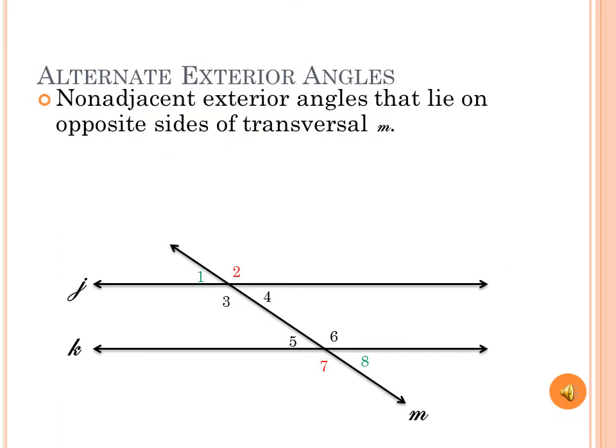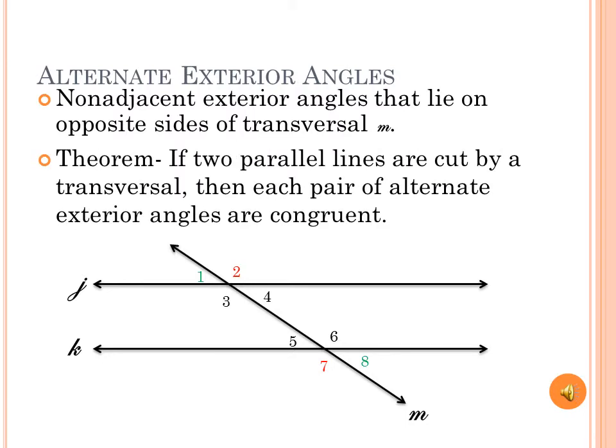Alternate exterior angles. They are non-adjacent exterior angles that lie on opposite sides of transversal M, such as angle 1 and angle 8, angle 2 and angle 7. When two parallel lines are cut by a transversal, then each pair of alternate exterior angles are congruent. Sorry, but there is no hint for this one.